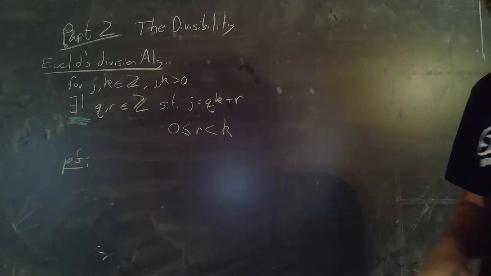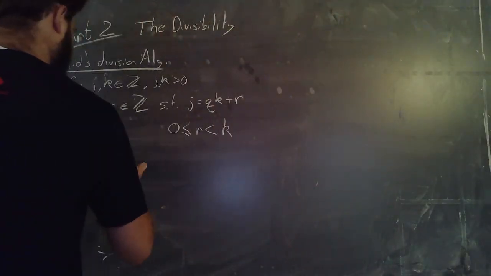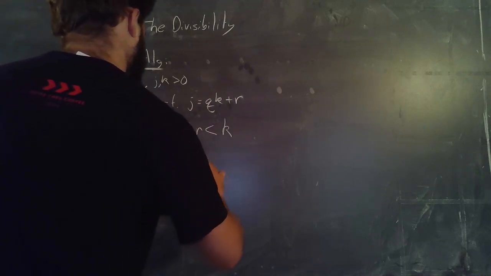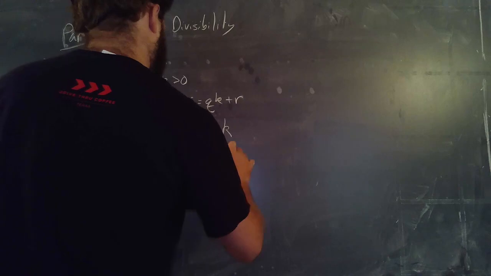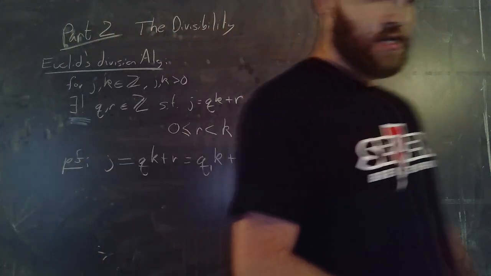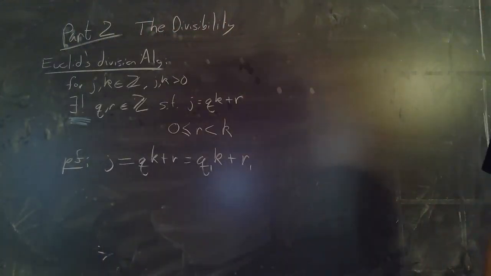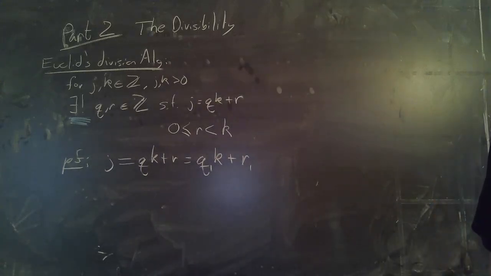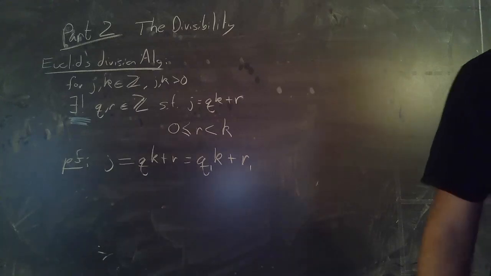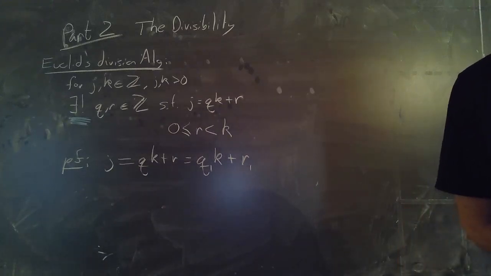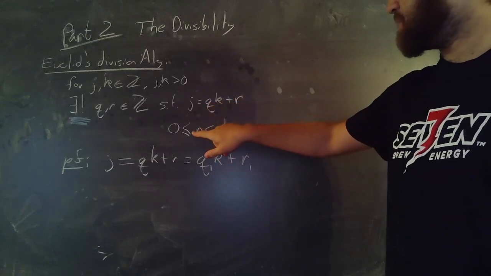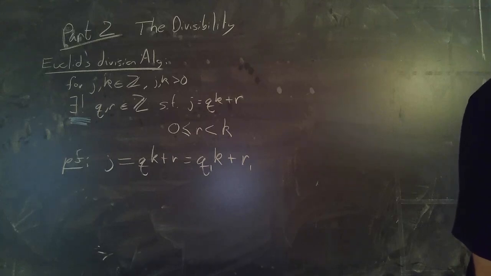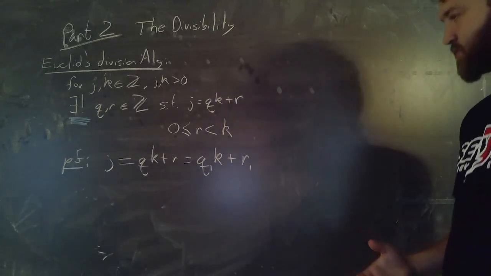So we're going to start by assuming to the contrary that we can express j both as qk plus r and as q1k plus r1, where q1 and r1 are not equal to q and r. Okay, so we still have to follow the rules here. Both of the remainders will follow the same rule, which is that they must be in between 0 and k or equal to 0.